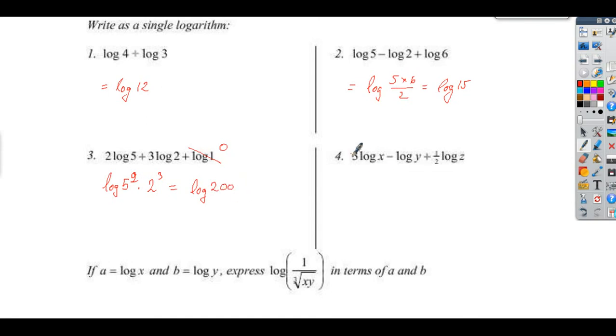On this one, the 3 becomes a power, so we have log of x cubed minus log base 10 of y, and then the half becomes a power, log z to the power of a half. And so if I combine all three, I can write it as one big fraction, one logarithm: x cubed multiplied by z to the power of a half, divided by y. Okay, that's how far we're going to go today.